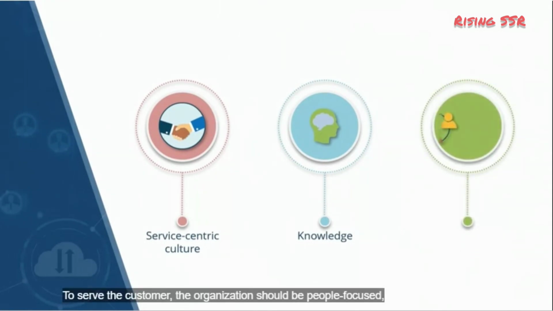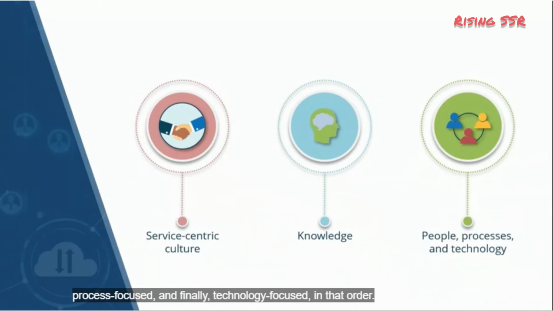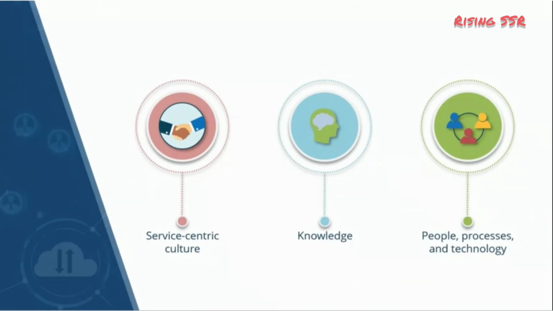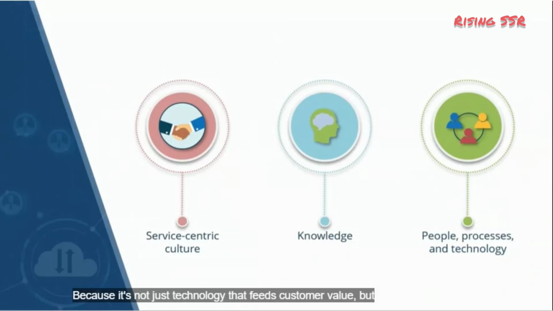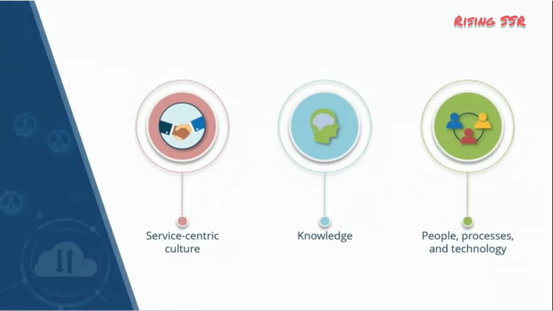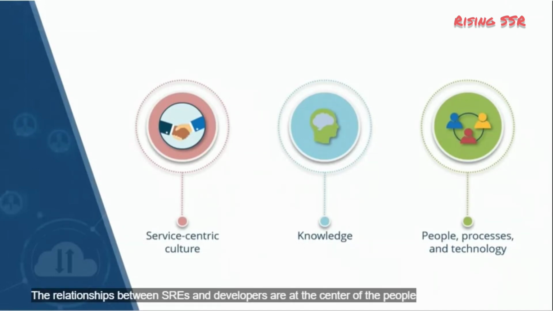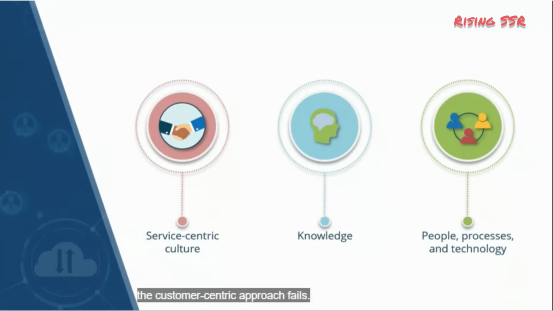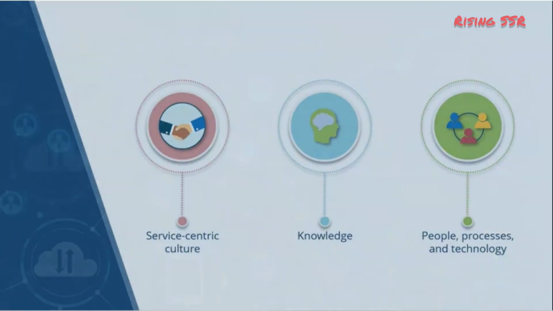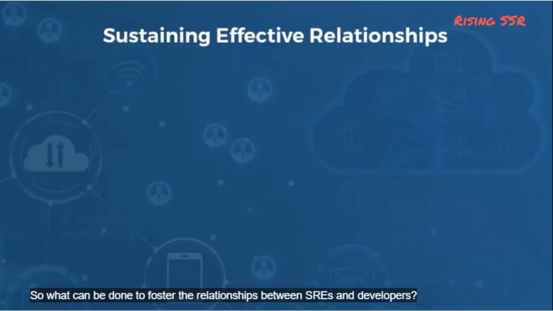To serve the customer, the organization should be people-focused, process-focused, and finally technology-focused in that order. Because it's not just technology that feeds customer value, but the human relationships and creativity behind the technology. The relationships between SREs and developers are at the center of the people focus, since they're responsible for delivering the customer value. So if their relationships break down or are ineffective, the customer-centric approach fails. So what can be done to foster the relationships between SREs and developers?